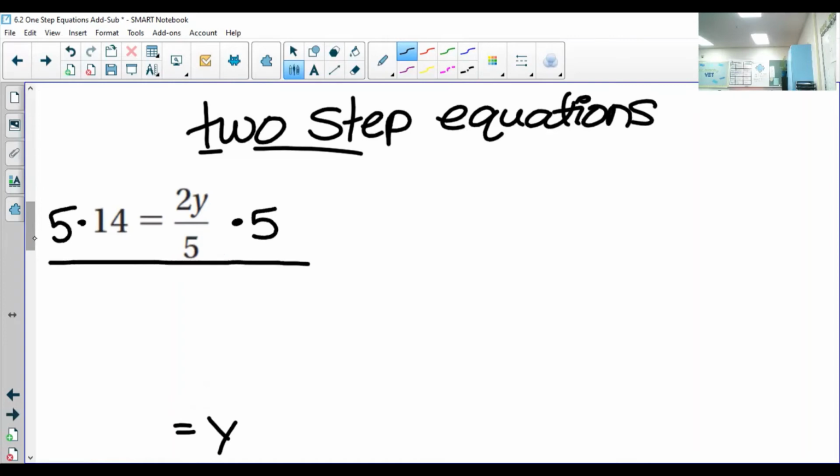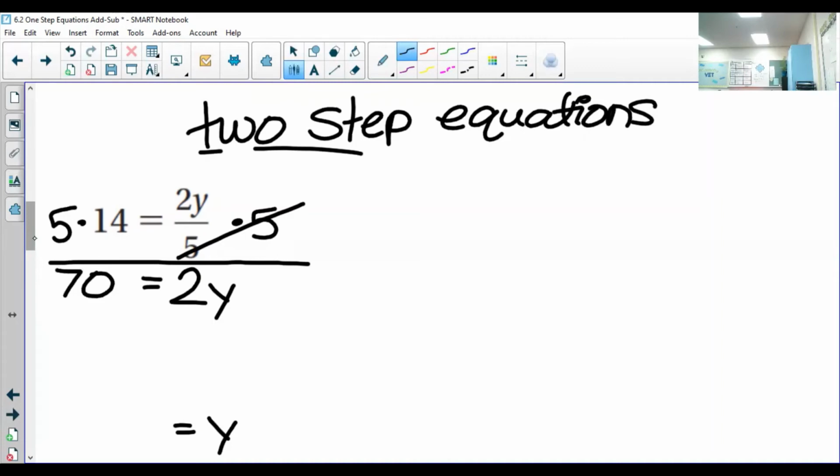Nice and easy. Keep it like this. Okay, my 5's are going to cancel over here. So all I have left is 2y. You'll have to keep the 2 there, okay? And then on the left side, we're going to multiply 14 times 5, and that's 70.